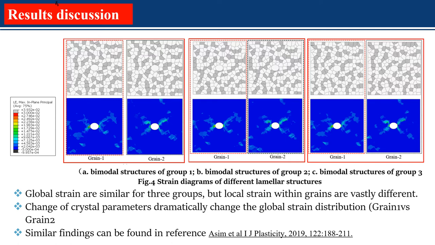Now we may switch to Grain 2. A change of crystal parameters, like grain orientation, dramatically changes the global strain distribution. If we put the Grain 1 group and the Grain 2 group together, we can clearly see the difference. This conclusion is also verified in published literature. I list the literature here, published in 2019 in the International Journal of Plasticity.